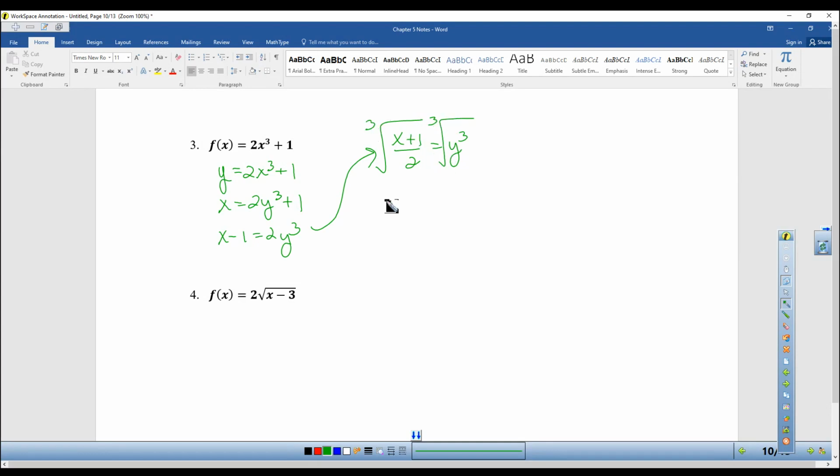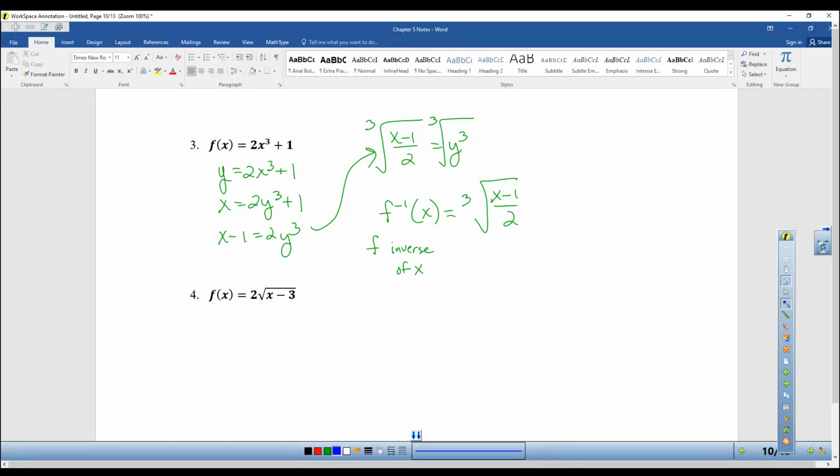And step 4, write the function as f inverse. That's how we pronounce this, f inverse. And if you want to say of x, you can. Cube root of x plus 1, minus 1. Minus 1. X minus 1 over 2.